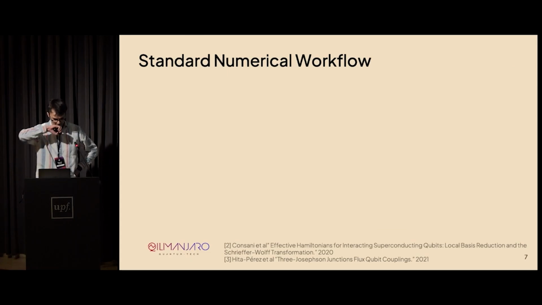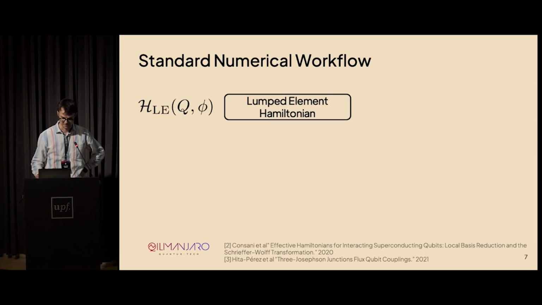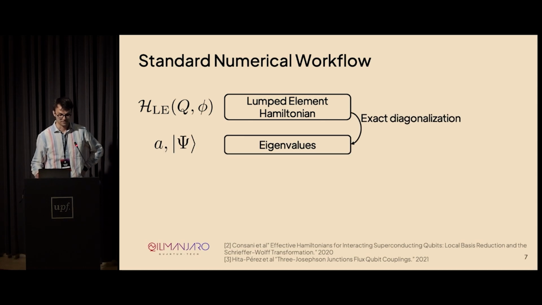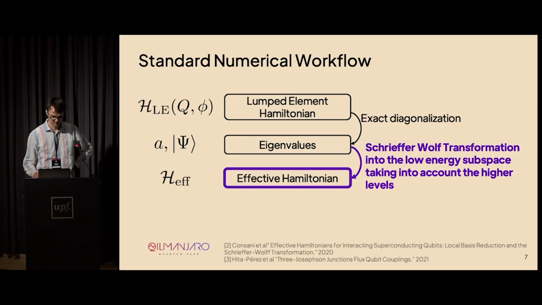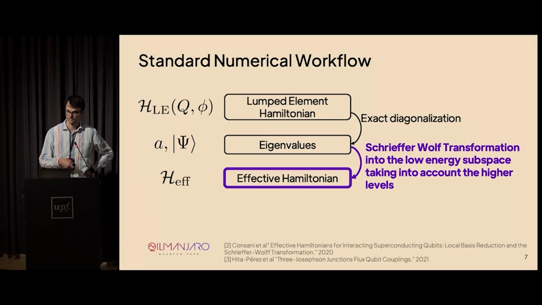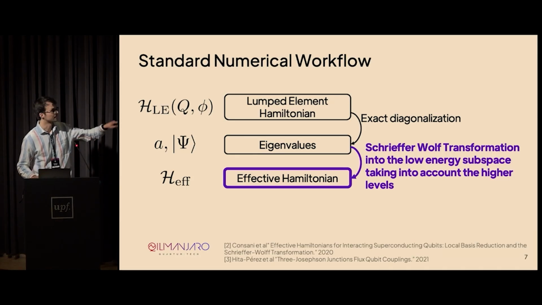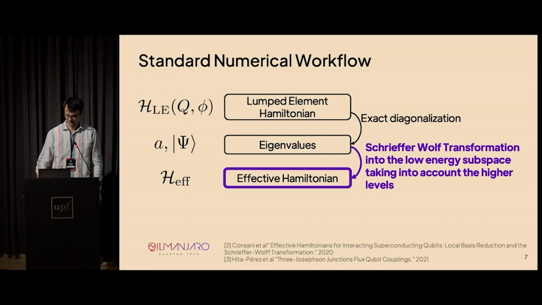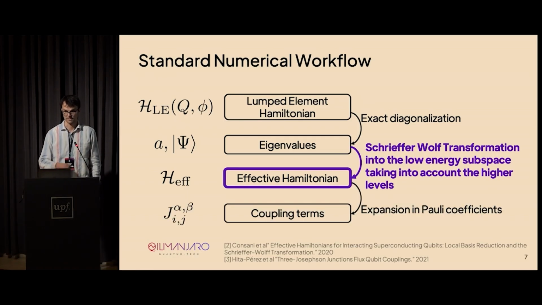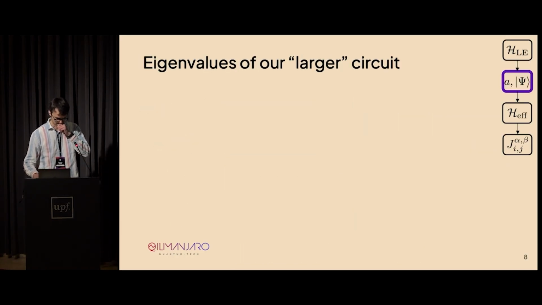So there is a standard numerical procedure, which starts with deriving the lumped element Hamiltonian. You do exact diagonalization. You do this Schrieffer-Wolff transformation, which allows you to get the low energy subspace, taking into account the higher energy levels. You get the effective Hamiltonian describing the lower subspace, and then you can just expand into Pauli coefficients and get the spin Hamiltonian.